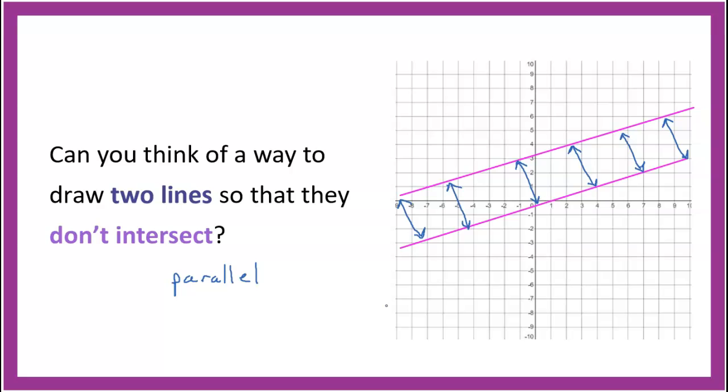So parallel lines, if we were to think of this in terms of systems of equations, this means there's no solution because there's no intersection. No solution to the system because there's no intersection of the lines.